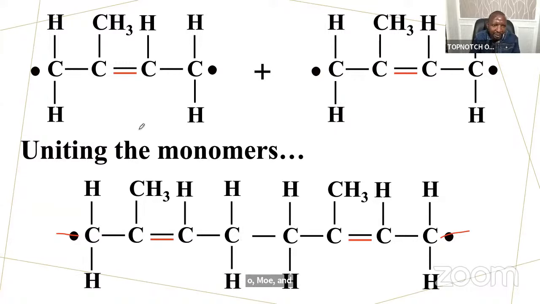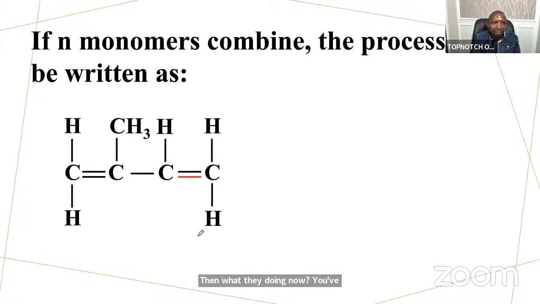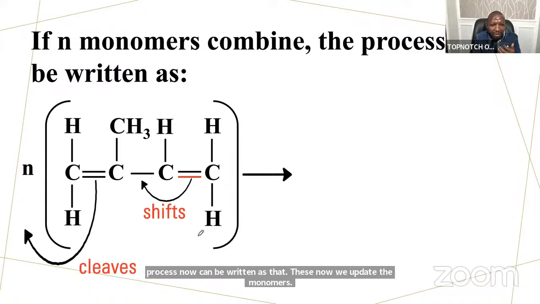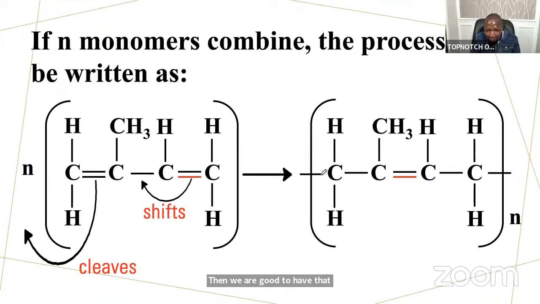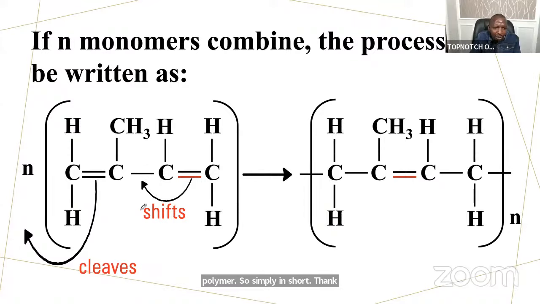One of the double bond breaks and the other one shifts to the middle. Therefore, there'll be a free end, a free end, a free end, a free end. And then they can now join together. If they combine, the process can be written like that. Here we have the monomers, then we are going to have that. So you show it with that. That's the final formula of the polymer. So in short, the way of polymerization of these things is that one of the double bond breaks, the other one shifts to the middle, then you are going to have the polymer, which is the natural rubber.